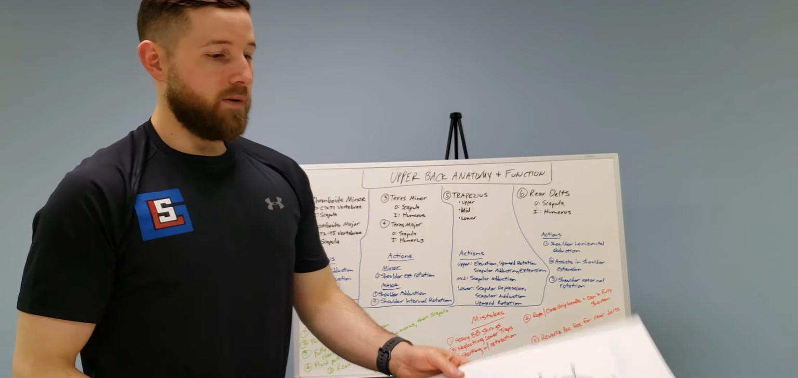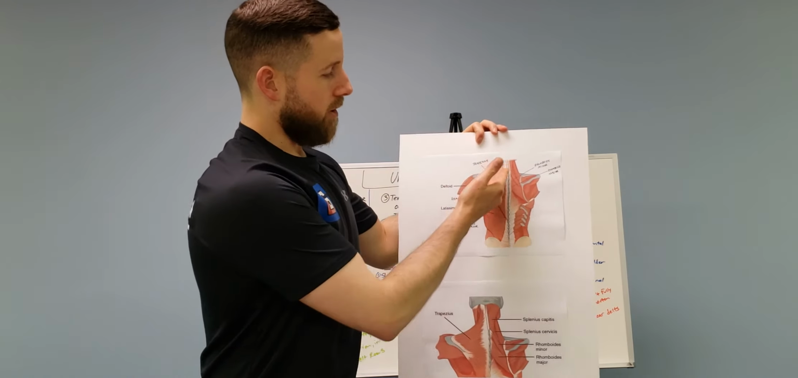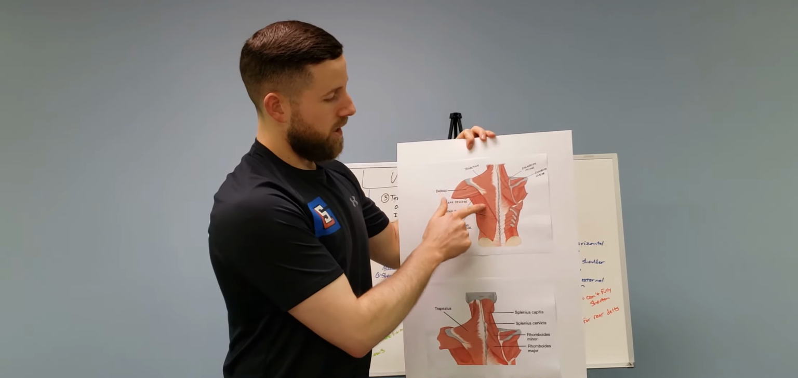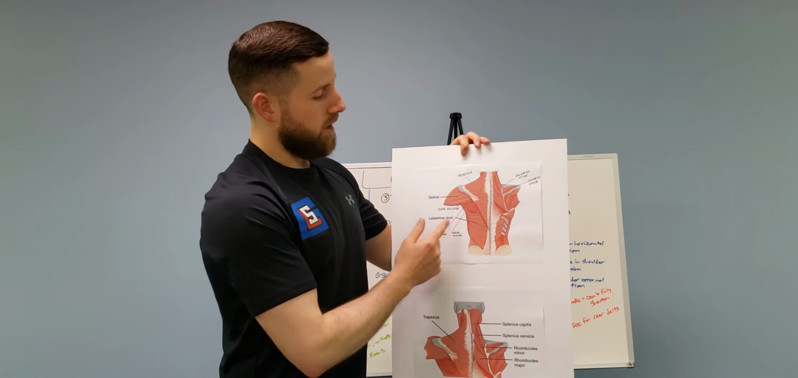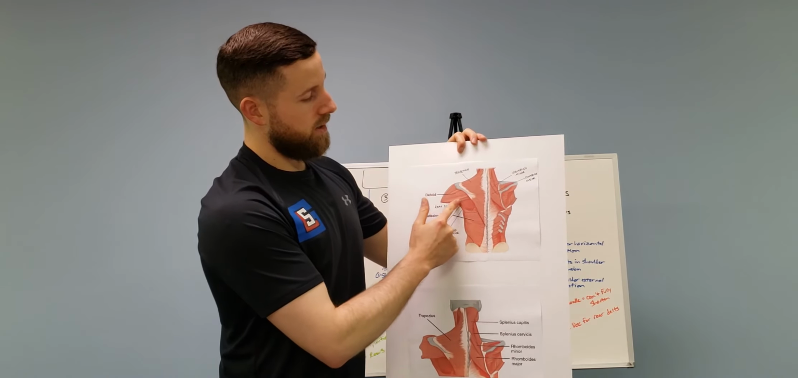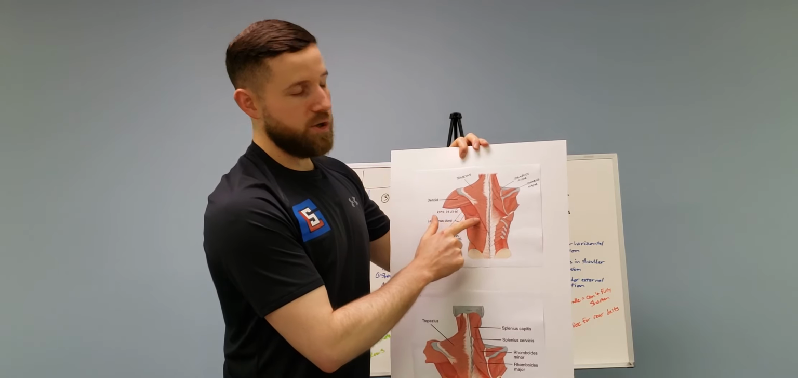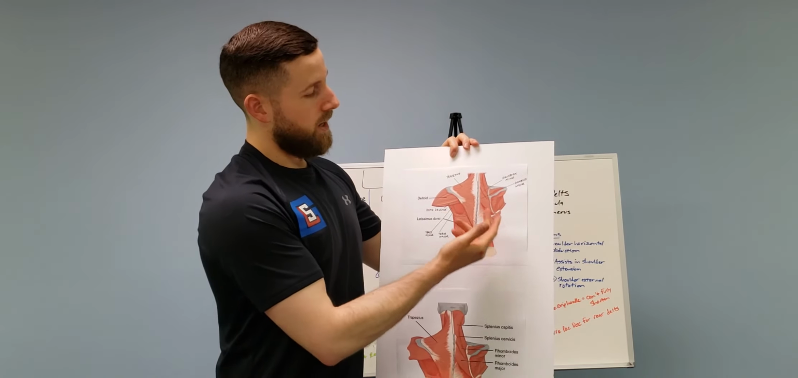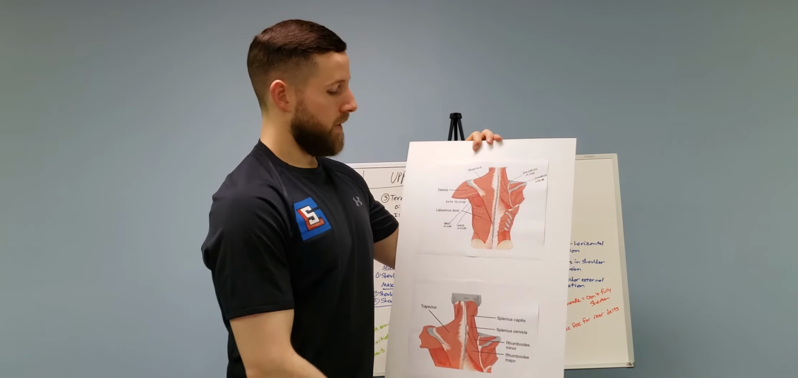So, just a little overview here for you guys. Again, we have our traps run down here to the mid-back area. Our rear delts here. Then our Teres Minor and Major run there. And then our rhomboids run under the traps.